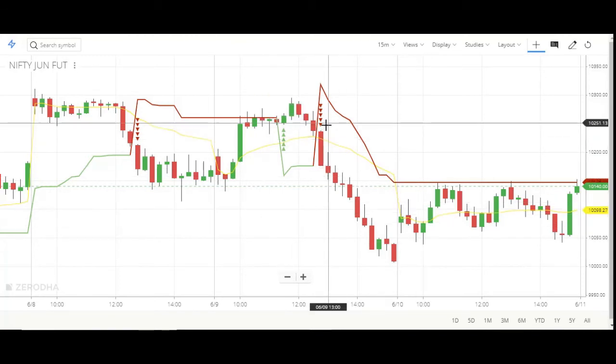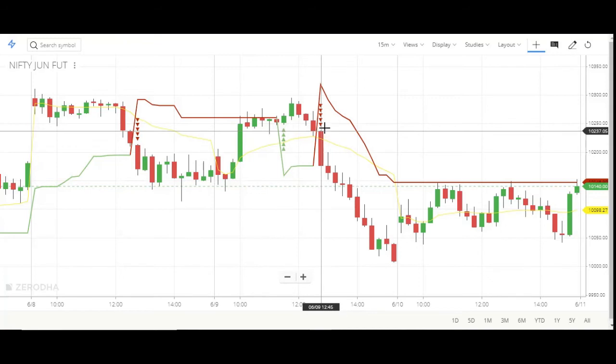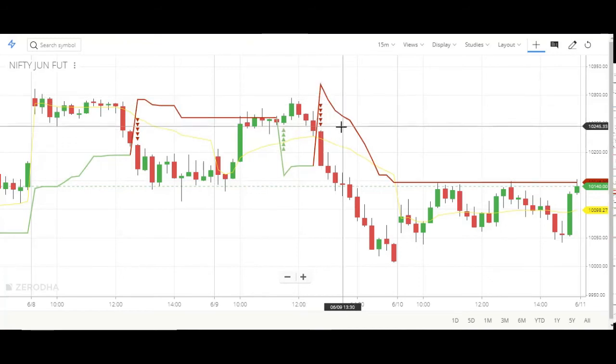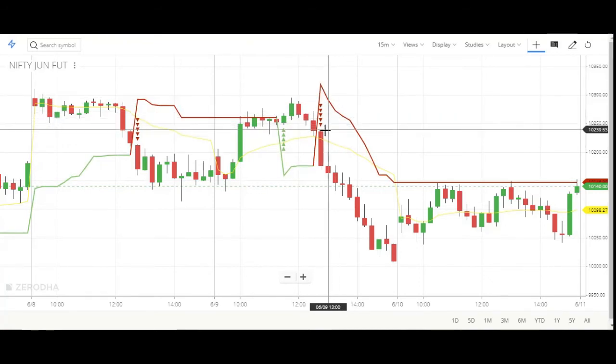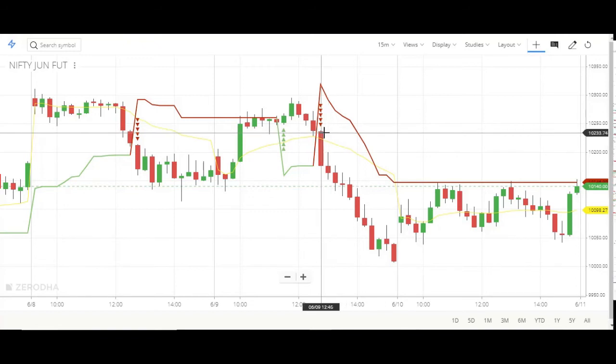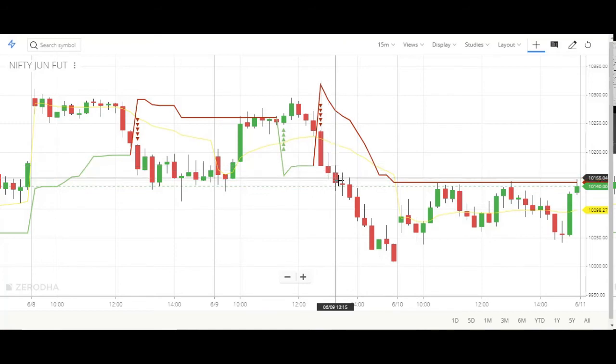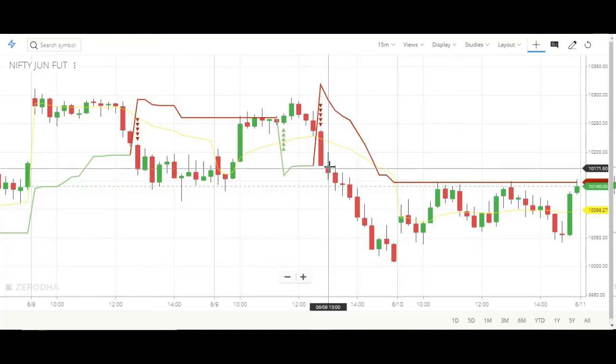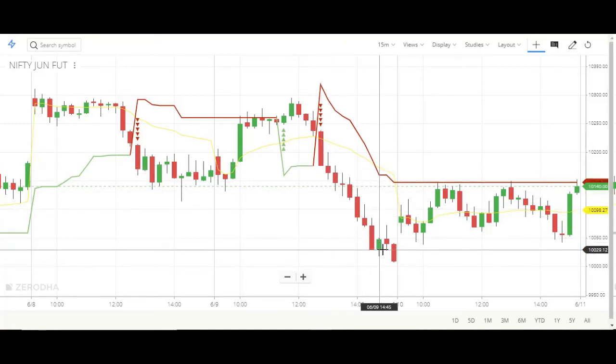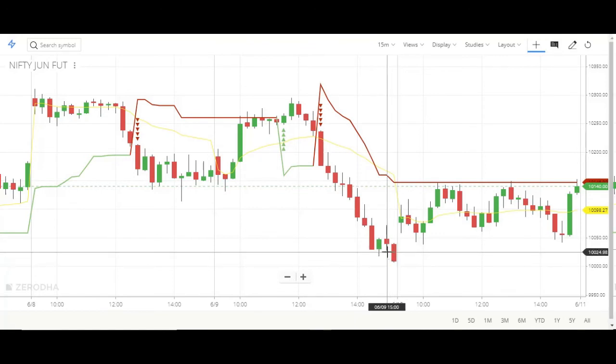Now we'll have a look at the previous day. Here you can see the Supertrend indicator is in red, so we'll look only for the sell side. After this candle happens, once we have sold the Nifty below this candle, it keeps moving downside, and we'll be exiting with a very huge profit.